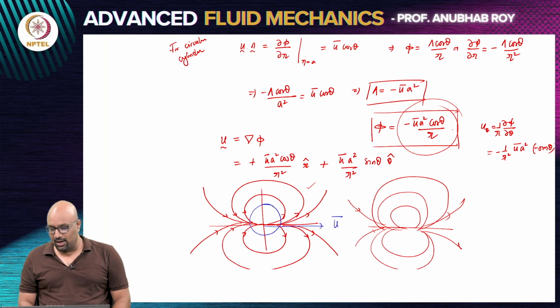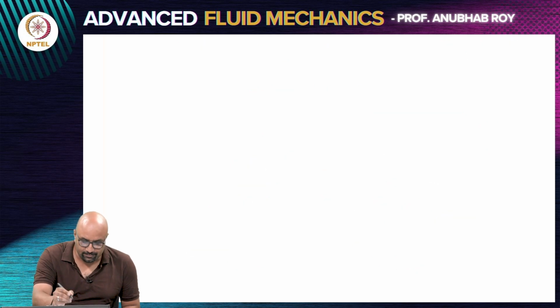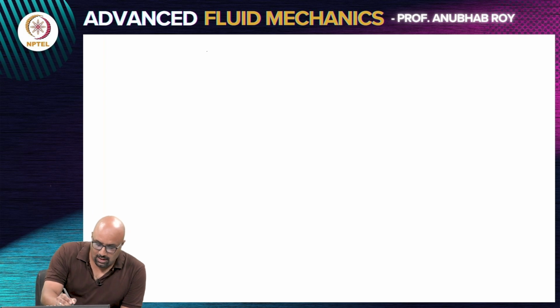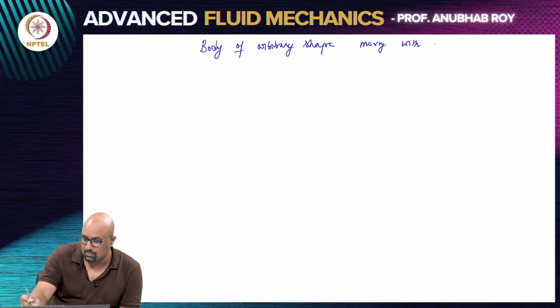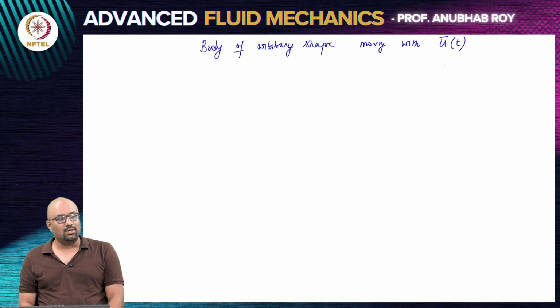So, if we now go back to what we just said about u bar of t, the question is the following: a body of arbitrary shape moving with some velocity u bar of t.